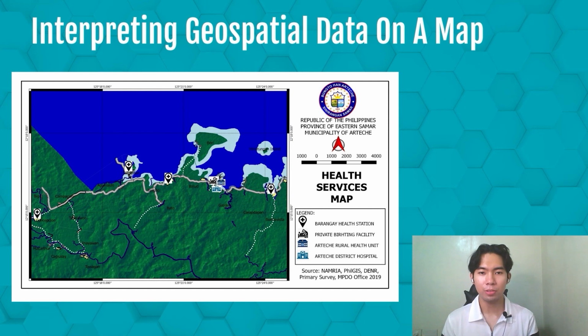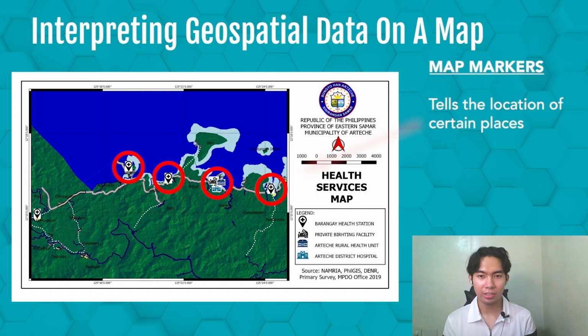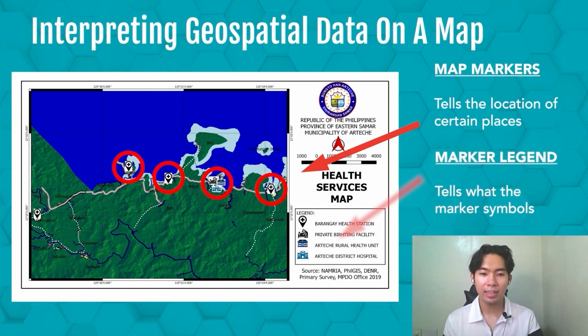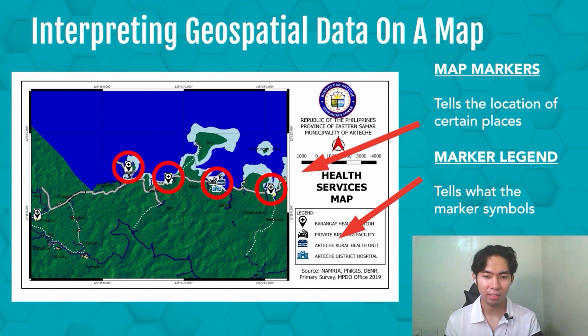So let's now focus on the symbols that are plotted on this map. So ito po yung naka-highlight, map markers po yung tawag sa kanila. So yung symbols po naka-point po sila sa location ng available health services facilities in this LGU. So yung marker legend po here at the right of the map shows you what each symbol means. So here they list down po yung different kinds of health services like yung barangay health station, private birthing facility, the rural health unit, and the district hospital. So each of these has their own symbol.